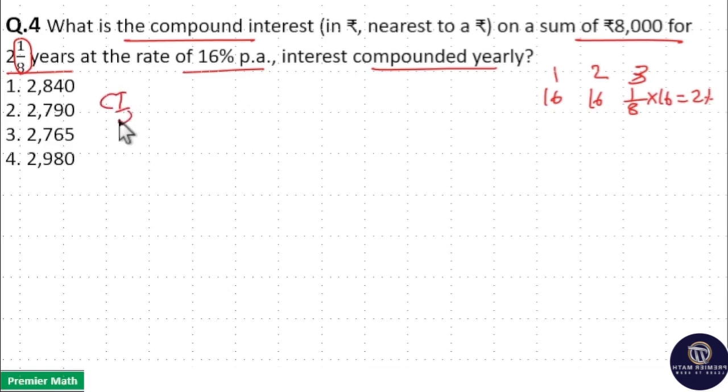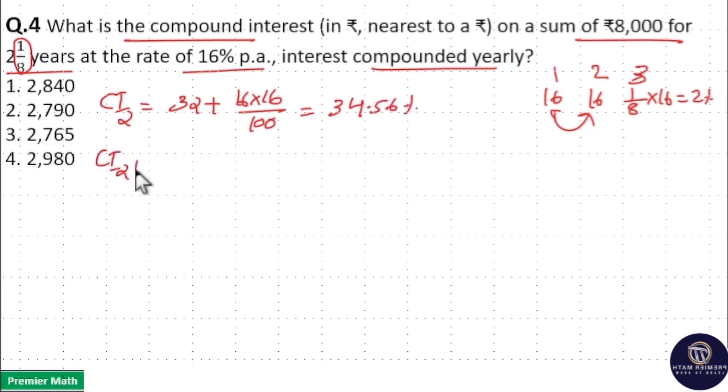Now find the compound interest for 2 years. Use the successive increment formula, that is A plus B plus AB by 100. 16 plus 16 is 32. 32 plus 16 into 16 divided by 100, which is equal to 256 by 100. So 34.56%.